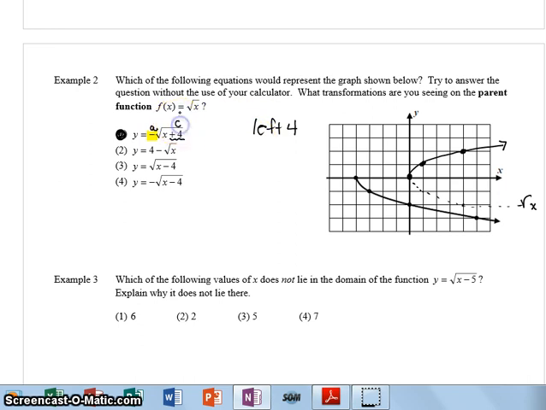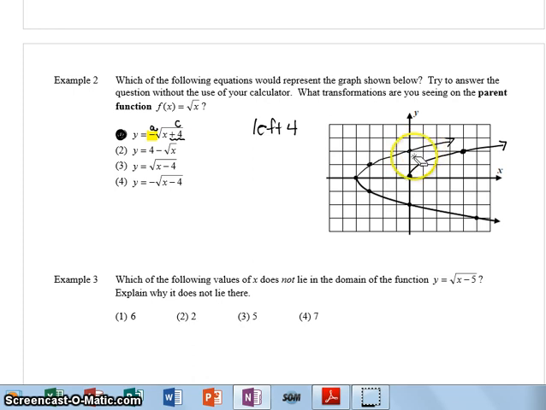Now, according to CBAD, the shift left 4 happened first, and then the reflection. So it actually moved over here first, and it would look like this. So I probably should not do that yet. So here is the whole graph shifted over first, and then it flipped over.